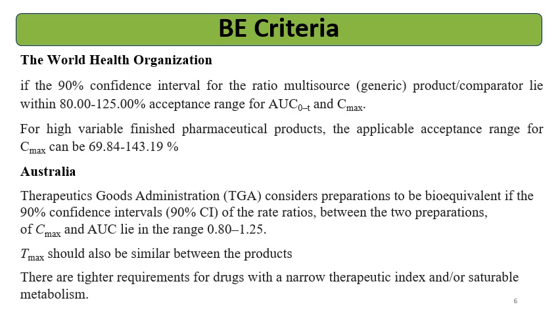As per Australia, the TGA, that is the Therapeutic Goods Administration, considers preparations to be bioequivalent if the 90% confidence intervals, that is 90% CI, of the rate ratios between two preparations of Cmax and AUC lie in the range of 0.80 to 1.25, and that is nothing but 80 to 125%. Tmax should be similar between the products. See, Tmax is also required for some of the formulations to show the therapeutic equivalency. The examples are products which are required for rapid analgesia.